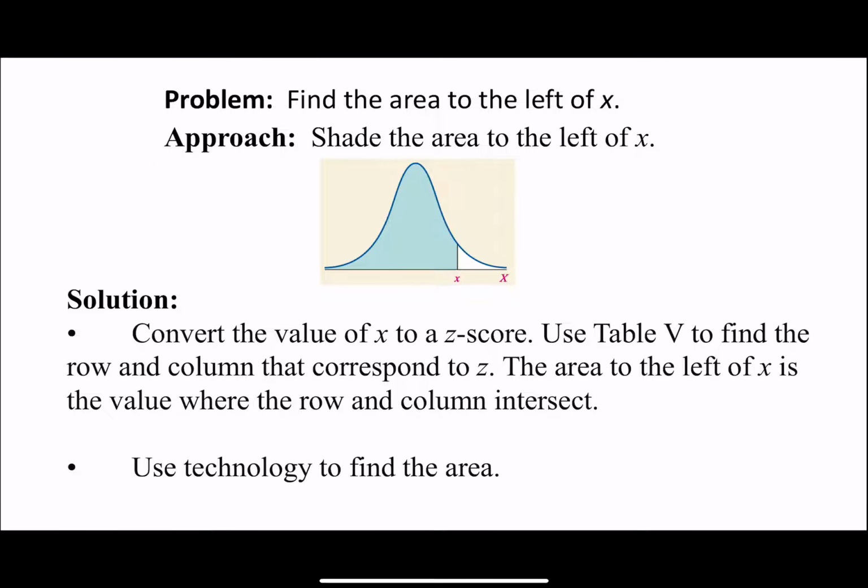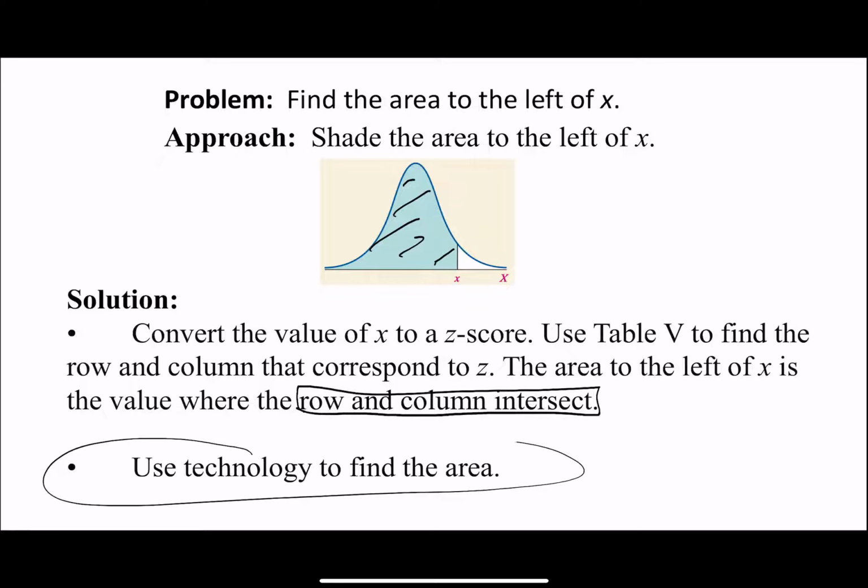So if we're finding the area to the left of x, shade that area to the left of x, convert the value of x to a z-score, then use table 5 to find the row and column that correspond to z. The area to the left of x is the value where the row and column intersect. This is one method. The other method, convert to z-score and then use your technology. Use your calculator. That's what I recommend. Definitely during a test, I recommend that. It's going to take you a lot less time.